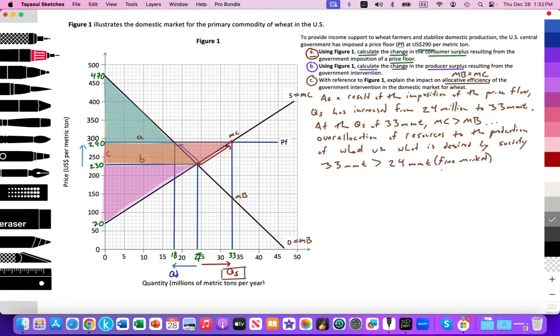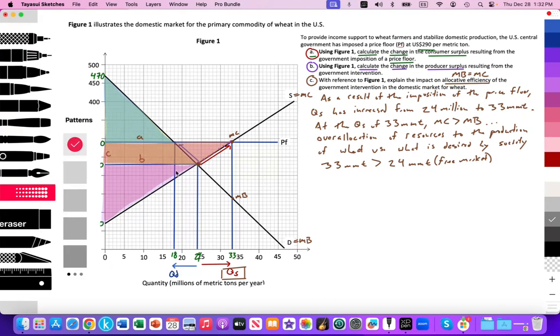There'll be a link to the video to go over where the welfare loss is. I'm not going to go into too much detail in this video, but a student that's studied this knows that the welfare loss is right here, this shape that we have here.